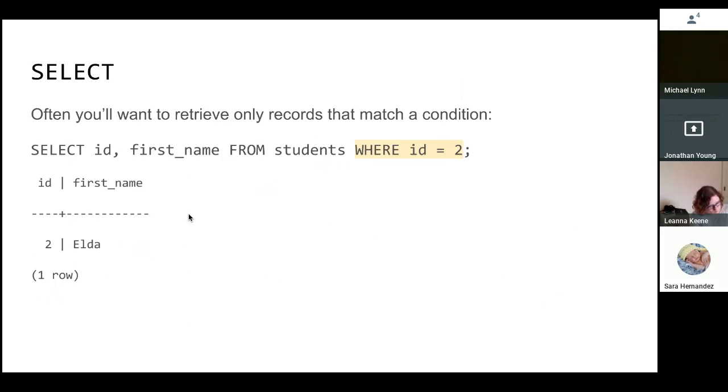Maybe you want a specific condition like select ID and first name from the students specifically where the ID is going to be equal to 2, and that would give you Elda. Or it's kind of like when companies are starting to figure out who they want to lay off, if they're going to do a large round of layoffs, it's like select the ID, the first name, the last name, the email address from employees where age is greater than 50, because they're closer to retirement age and they can just knock off a whole bunch of people like that. They're usually paid a little bit more. So there's no shortage of business applications for SQL.